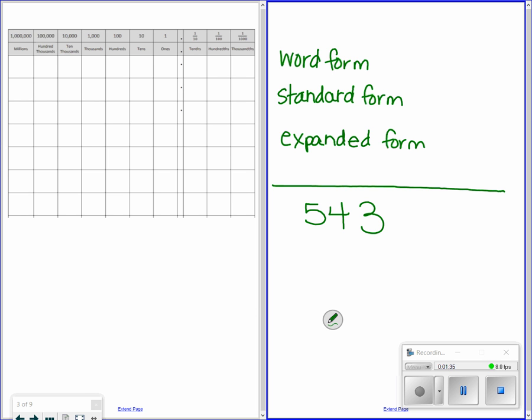How do you say this number? How do you say this number, Malachi? Huh? Well, how do you say it? That's word form. How do you say it? Okay. So, this is what we call standard form. Standard form is just like the regular way that you do numbers.